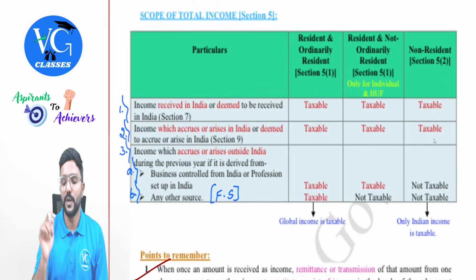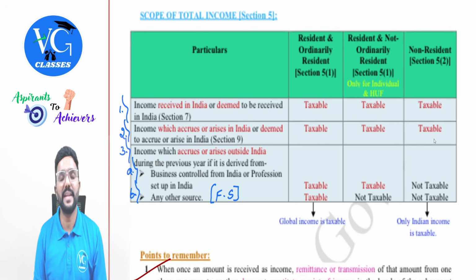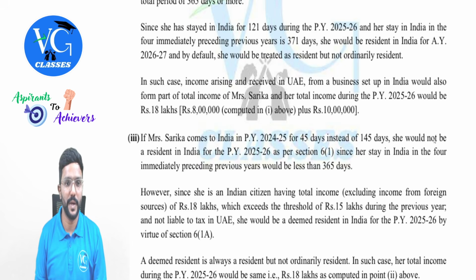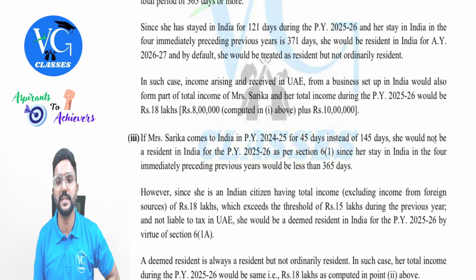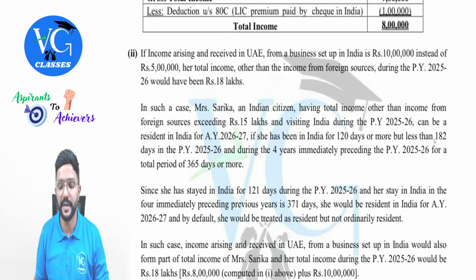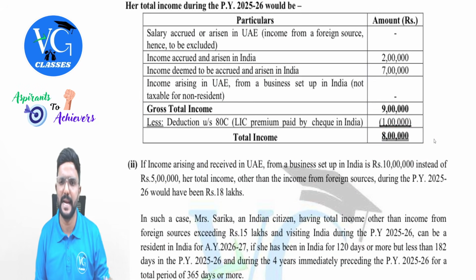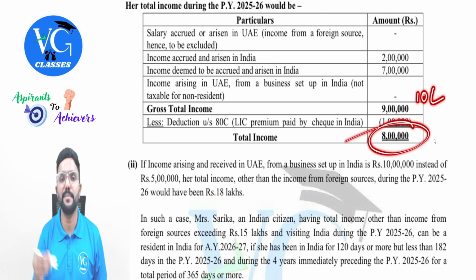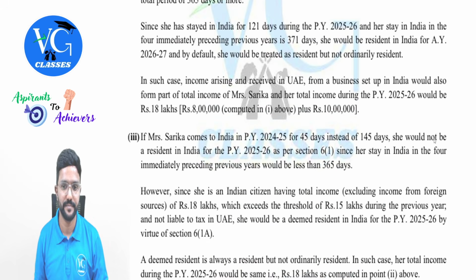In that case, if she is a not ordinary resident, then, sir, will the income from a business set up in India also be taxable for her? Yes, guys, it will be taxable for her. You can look here. In such a case, income arising and received in UAE from a business set up in India would also form part of our total income. And our total income during the previous year 25-26 would be 18 lakh. How did we get it? Whatever we have calculated here plus 10 lakh. We didn't consider it in the previous case because she was a non-resident, but now she is a not ordinary resident. This figure would be taxable. So 8 plus 10 will become 18 lakhs.